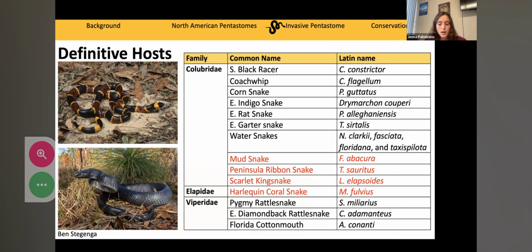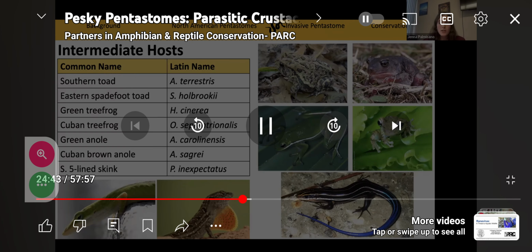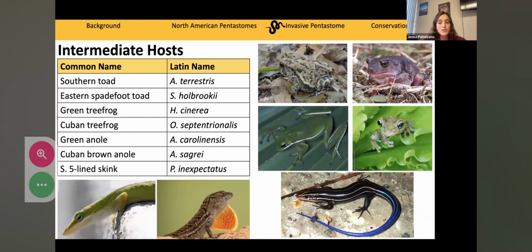So here are the documented snakes in Florida with infections. The ones in red are more recently found and not published just yet. And note that the federally protected eastern indigo snake has been found with infections, and there's further evidence. Dr. James Bogan, who I believe is on the call, is doing a lot of work looking at the prevalence in indigo snakes in Florida. And we also have the tegus, who can serve as an intermediate host and a definitive host.